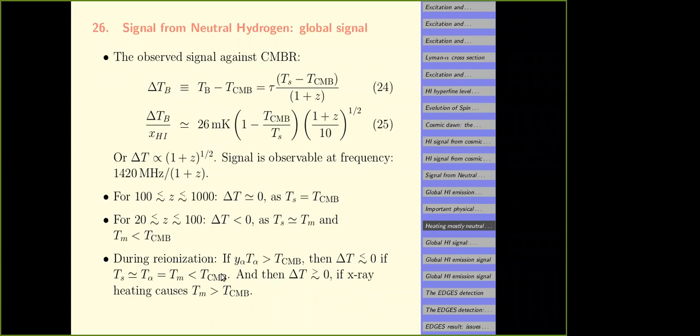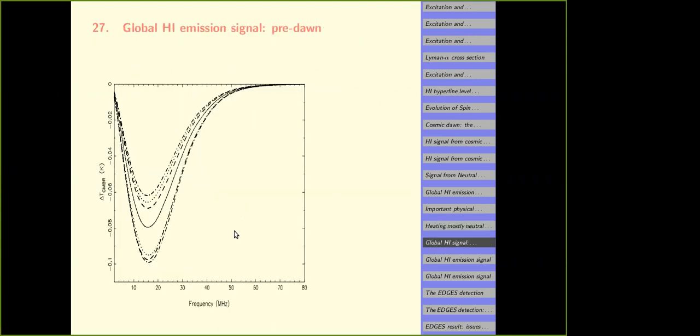Just forget about the third part, during reionization, what happens. I will do it in greater detail. But what happens after redshift of 20? It goes back to CMB. Remember the T_S? That means the signal will again go to 0. This is how it looks like.